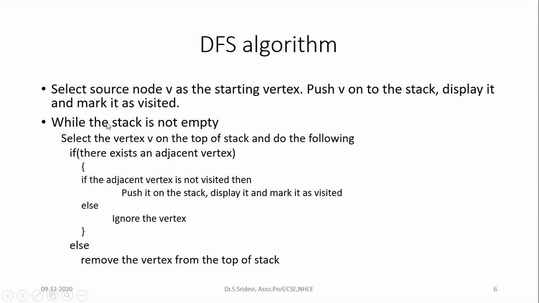After that, you are going to check your stack. While the stack is not empty, you are going to do some process. So what you are going to do in that is, you select the vertex V, which is on the top of the stack. And for that vertex, you have to do the following steps. First, you have to check whether there exists an adjacent vertex. So how to check it?